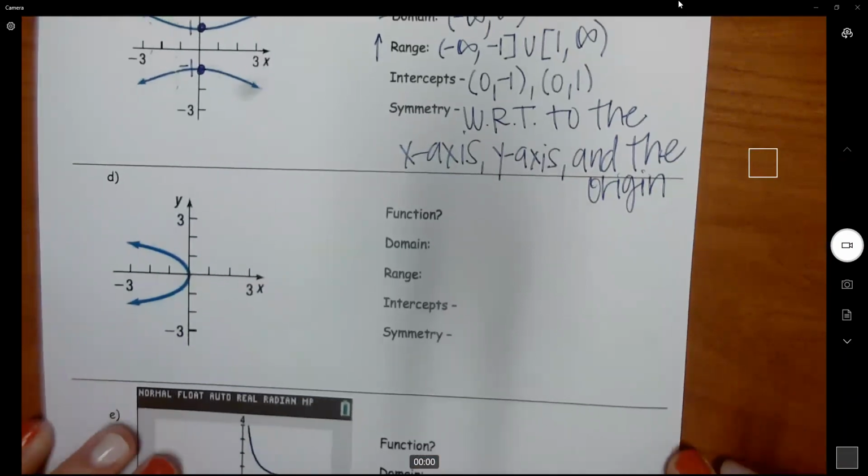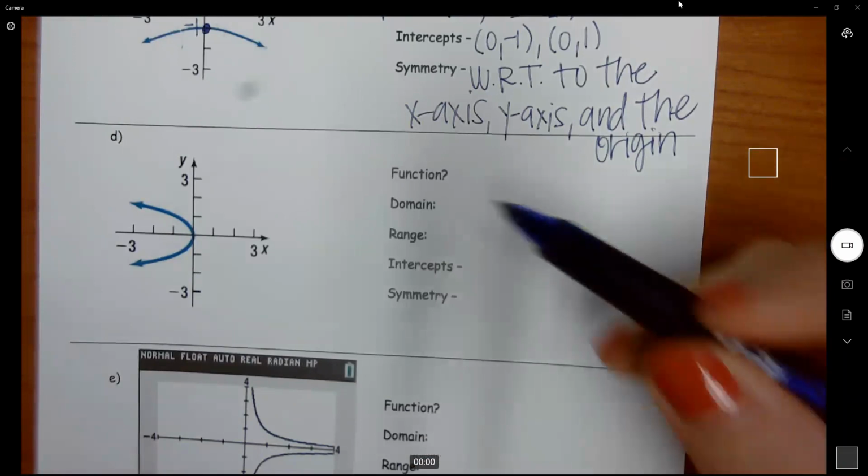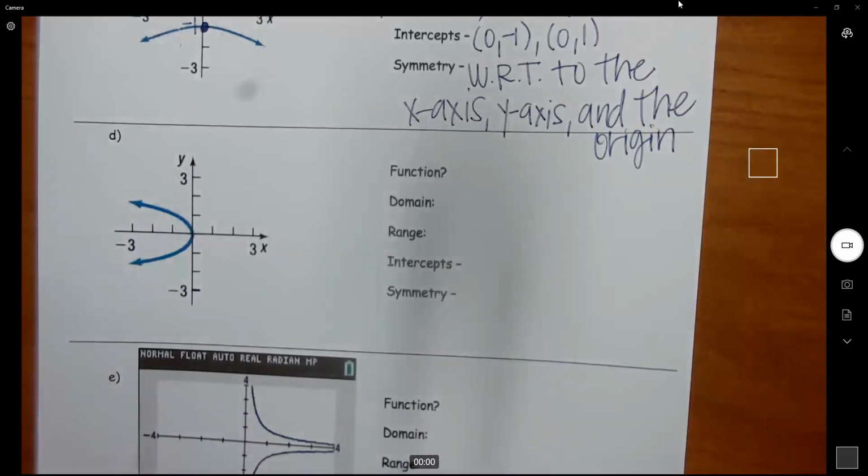Okay, why don't you guys try pausing the video and doing D on your own? Once you go through the 5 questions here, hit play and see if you got them right.